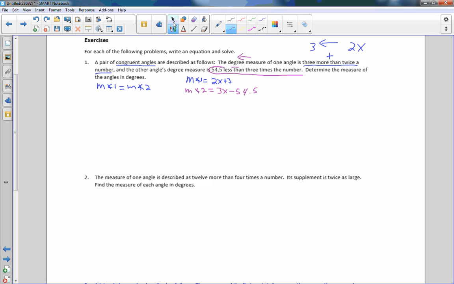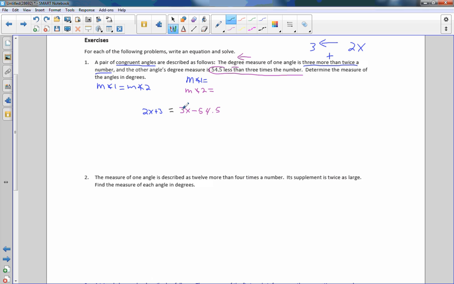So there are my two expressions, and now I know that they're equal because they're congruent. So there's my measure of angle 1, 2x plus 3. It is equal to this. Okay, so I'm just going to drag this down here. So 2x plus 3 equals 3x minus 54.5.